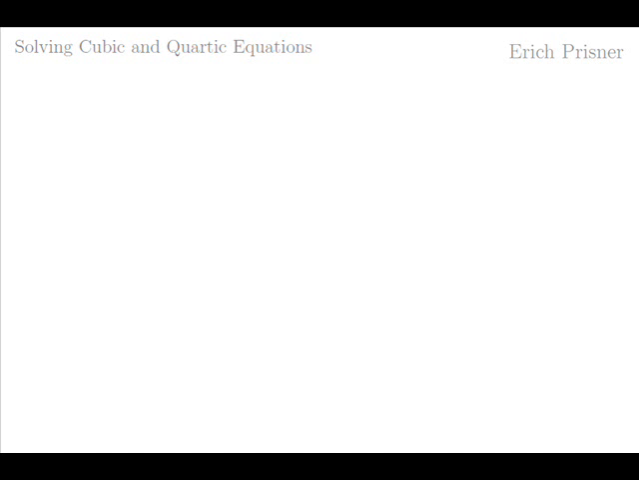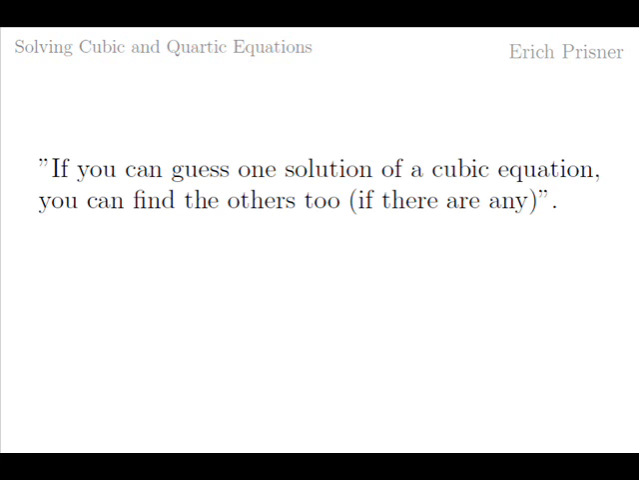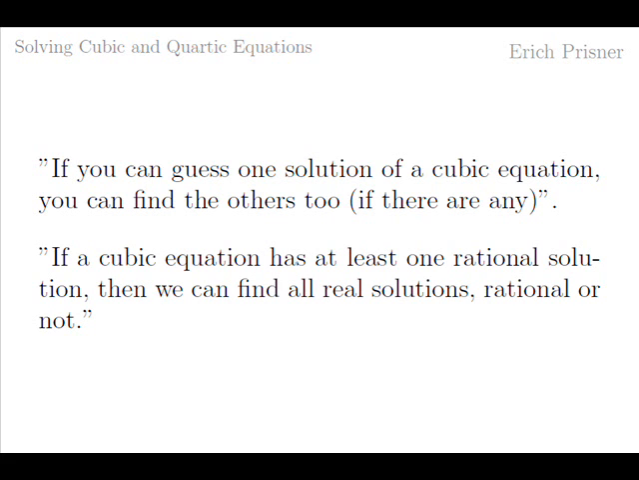So let me show you a method which could be described as: if you can guess one solution of a cubic equation, you can find the others too, if there are any. And guessing is maybe not a good word for a proud, intelligent human being. Let's rather call it educated guessing. Or let's even call the method confidently: if a cubic equation has at least one rational solution, then we can find all real solutions, rational or not.